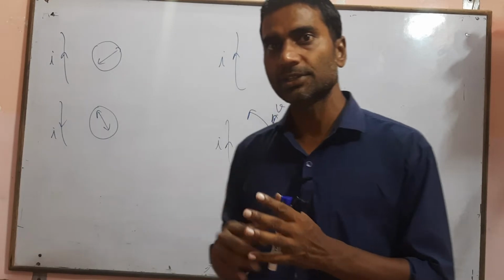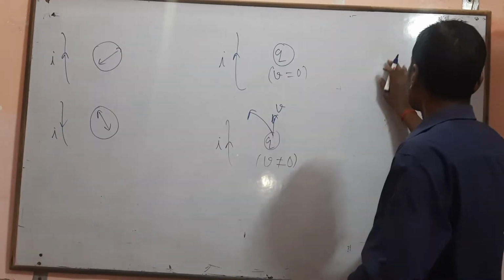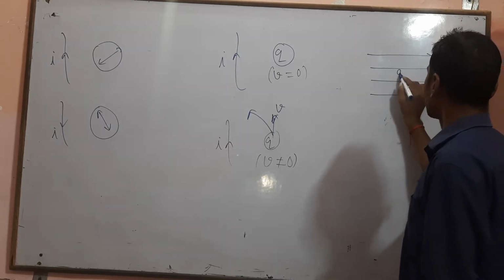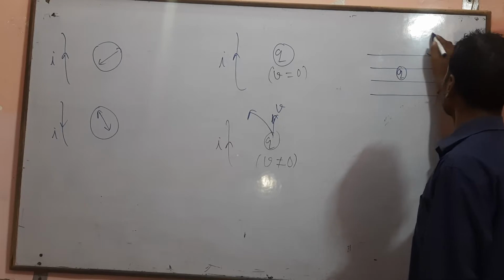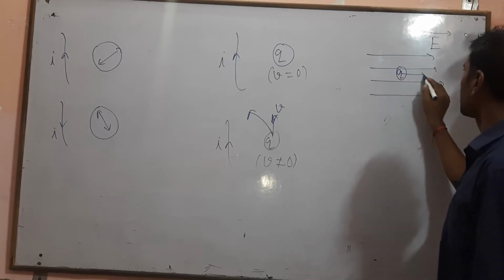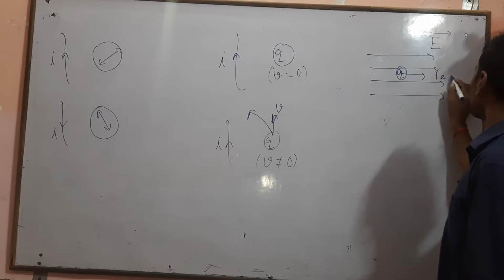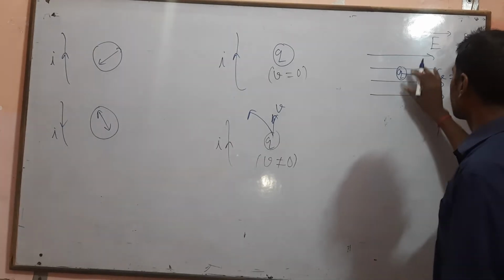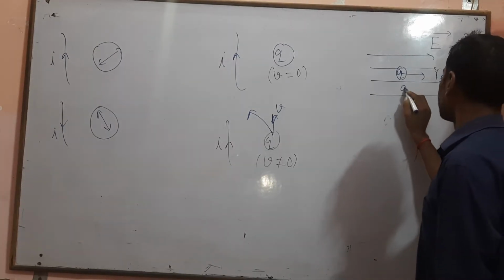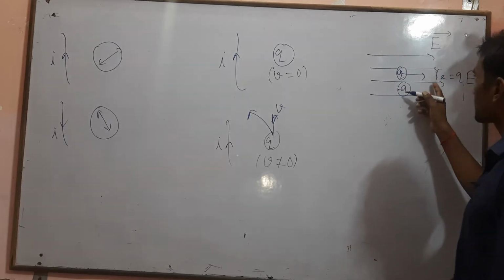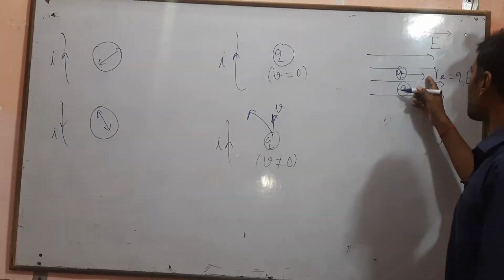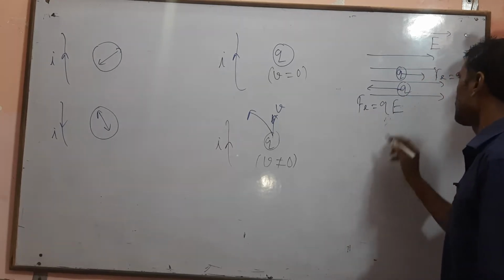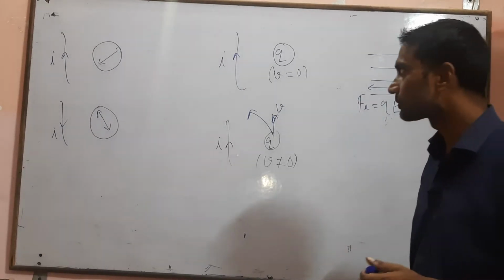Or we can say if the electric field is this, let us suppose this is a charge q and the electric field is this, then the force on that charge will equal q into E, if charge q is positive. If charge q is negative, then the direction of force will be opposite to the electric field in these situations. Then Fe equals q into E, right?